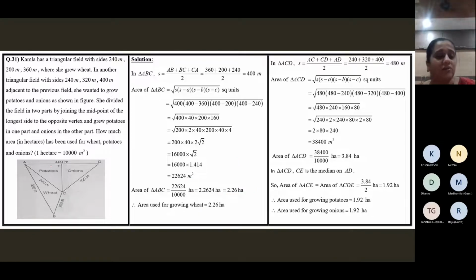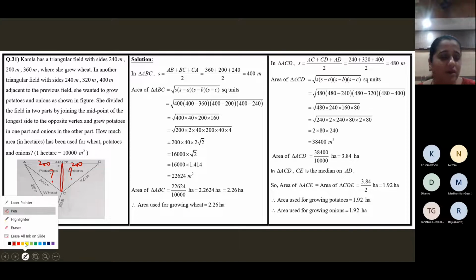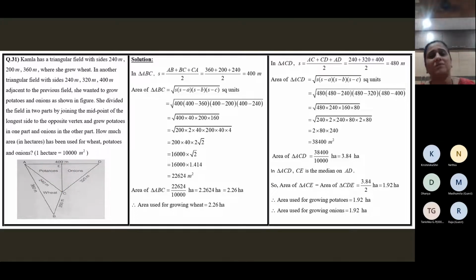Similarly, find the area of the other triangle. You cannot find the area of this triangle and this triangle separately because you do not know the length of the side CE. You know this is 200, this is 200, but you need to know all three sides of the triangle in order to use Heron's formula. So you have to find the area of the whole triangle ACD, and divide by 2 because of the property of the median.